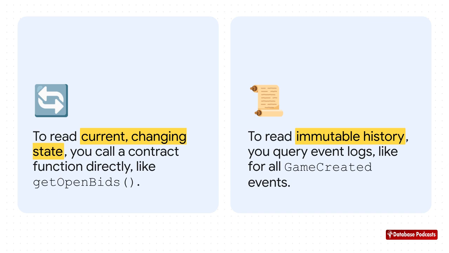If it needs to know the current state of something, like what are the open bids right now, it just calls a function directly on the smart contract. But if it needs to know the history of something, like show me all the games that have ever been created, it's way more efficient to just query those historical event logs. It's a clean separation that helps you build a fast and responsive Dapp.